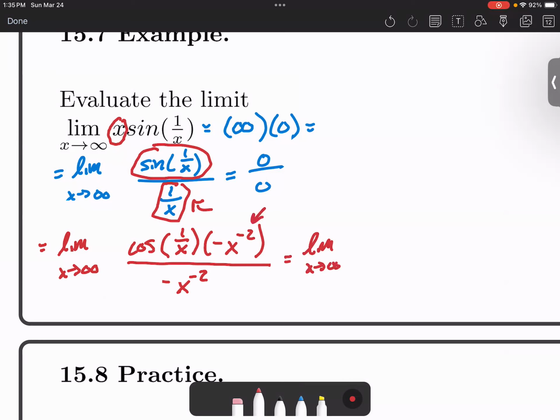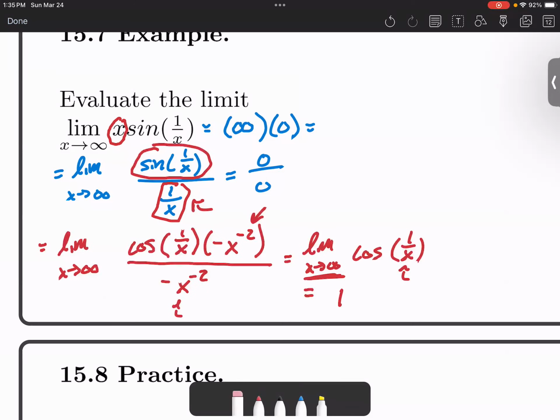Now, with a little bit of algebra, negative x to the minus 2 is going to cancel with negative x to the minus 2. We're left with just the cosine value of 1 over x. And here we have no problem directly substituting, as that x gets larger and larger. As we send it to positive infinity, then 1 divided by x is going to get smaller and smaller. It'll go to 0, and the cosine value at 0 is a 1.